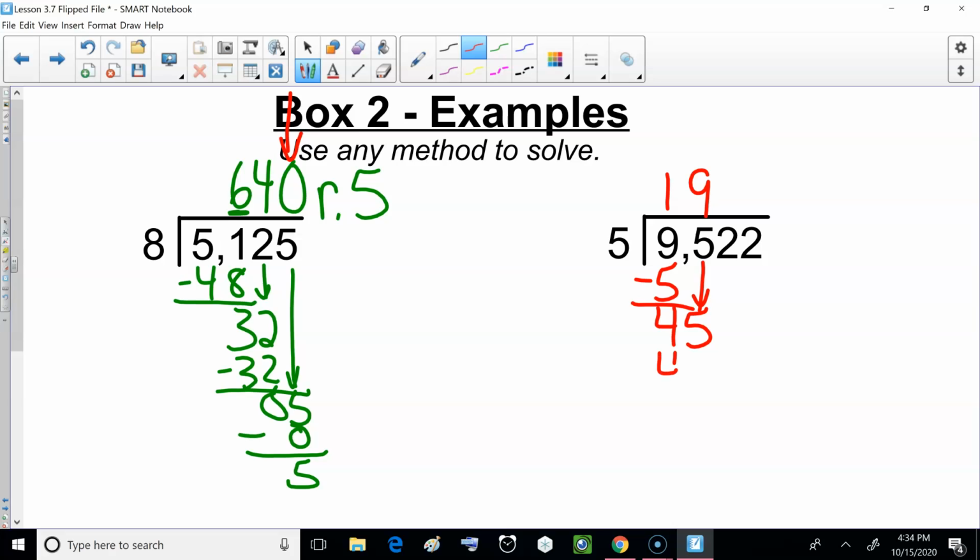9 times 5 is 45. A lot of practice with my math facts. 45 minus 45 is 0. Bring down the 2. All right, this is where I get hung up.